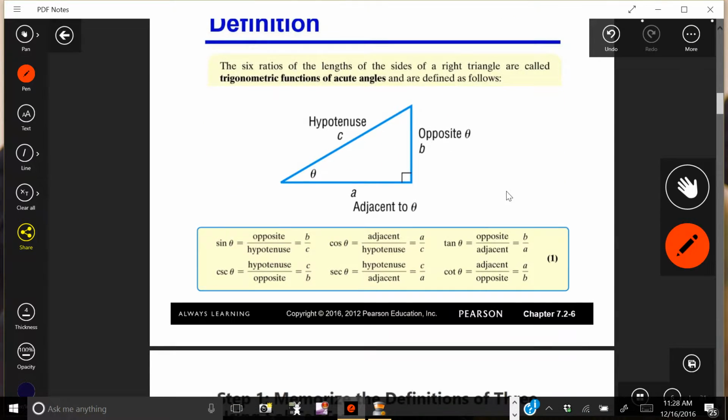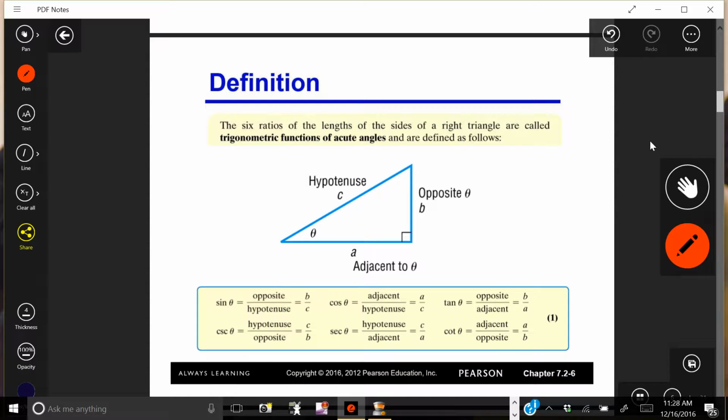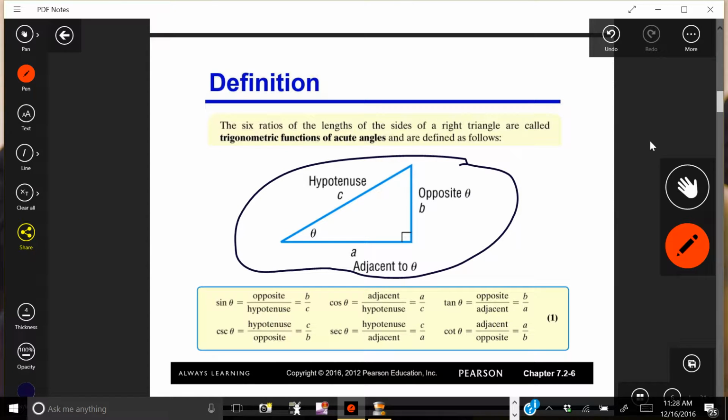Now we're going to have some definitions. Given the right triangle and given the angle theta, side B is called the opposite side of angle theta. Side A is called the adjacent side of angle theta. And you already know that the long side opposite the 90-degree angle is called the hypotenuse.